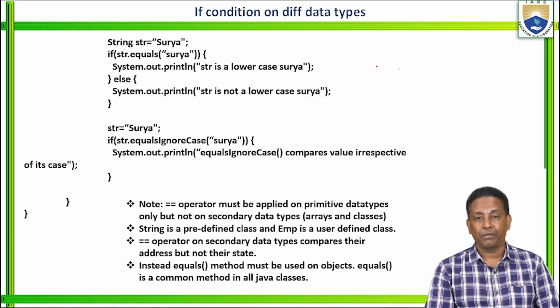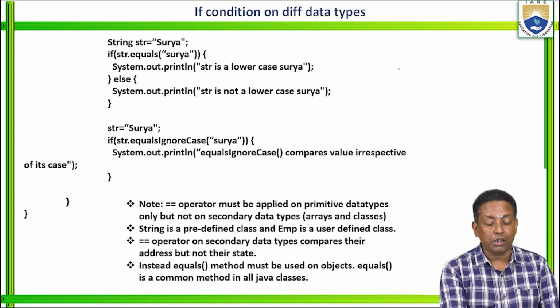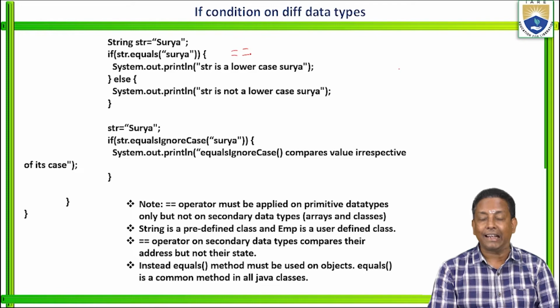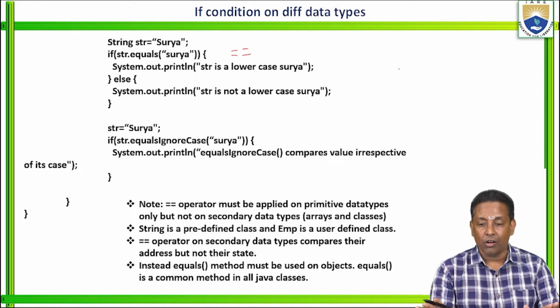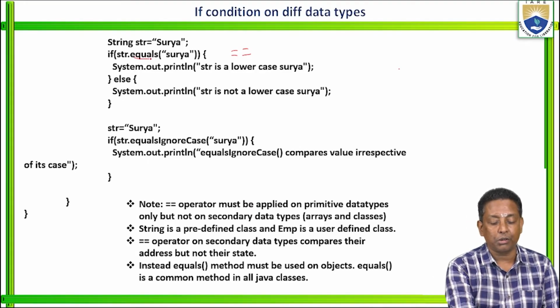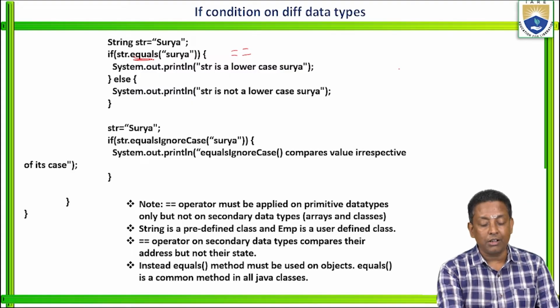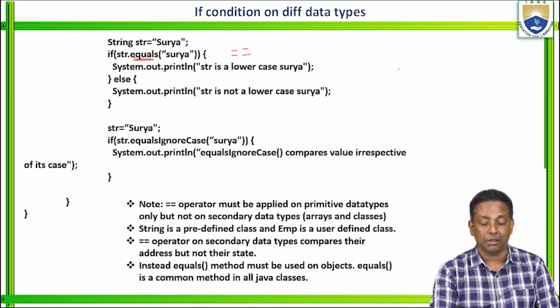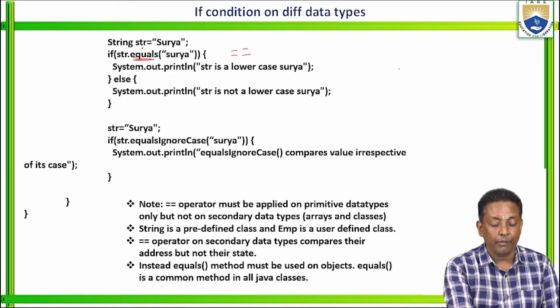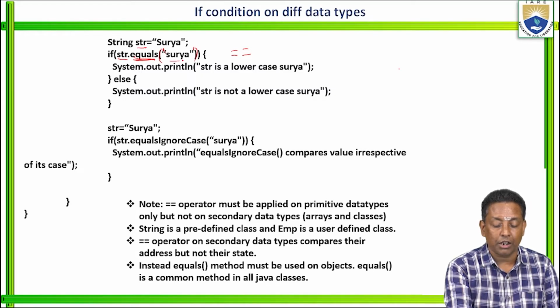String is a class. If you create two string objects and want to compare them, we should not use the equal to operator. String cannot be compared with the equal to operator. If you want to compare two objects of a class, we must use a method called equals. Equals is a method common in all the Java classes. So I am calling str.equals with "Surya" in double quotes inside the brackets.